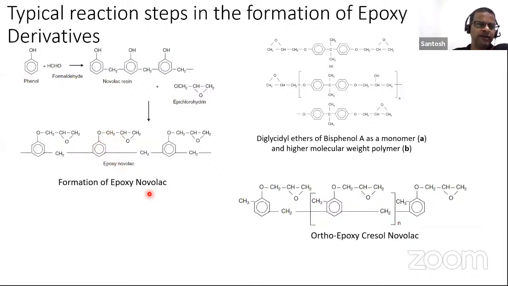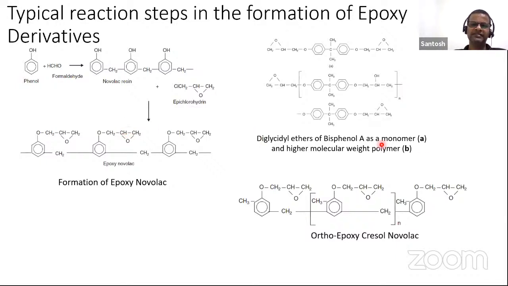So on the one hand, you have this epoxy resin. On the other hand, you have the novolac resin. These two react together to form the so-called cross-linked matrix in the epoxy mold compound. And this cross-linked matrix holds everything together and forms the final epoxy mold compound.